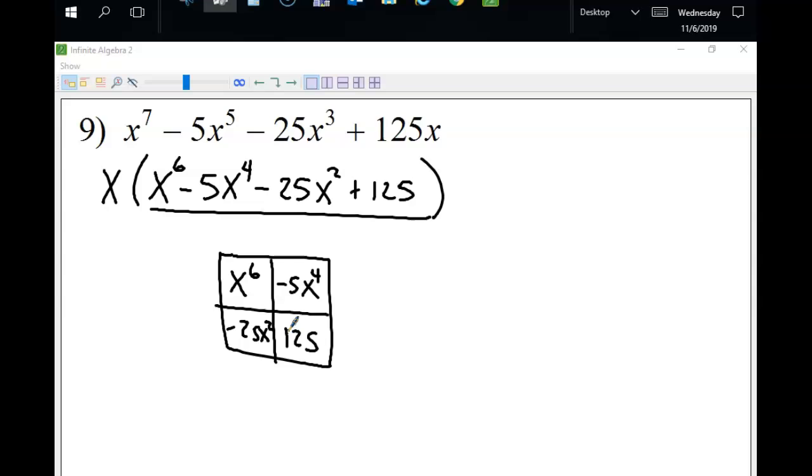All right. So what do these two have in common? Square. These two, I can take out a 5. That's about it. Here, I can take out a 4. And then down here, we can take out a 25. 25 goes into both of those numbers.